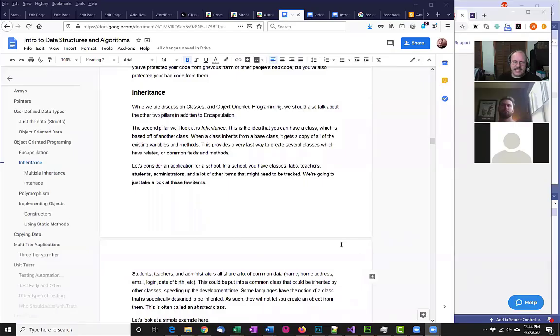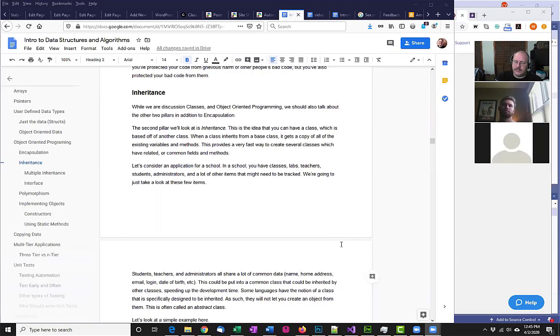Let me share my screen. I'm just going to bring up the text for this class so you can see that. One of the three big components of object-oriented programming, there's three things really. If you have an object-oriented programming language, there are three key components that have to be met, and one of them is this idea of inheritance.